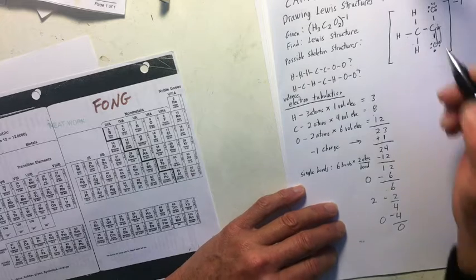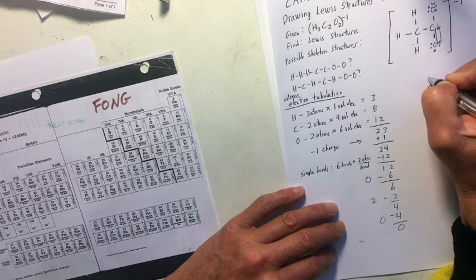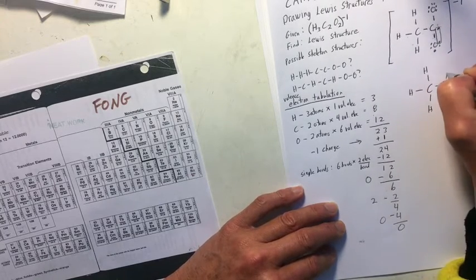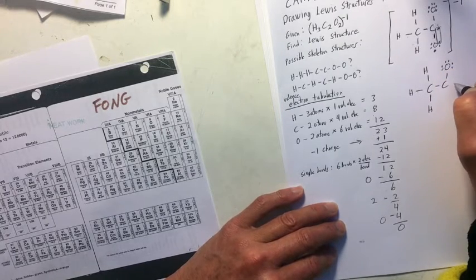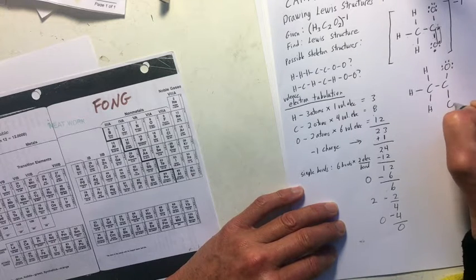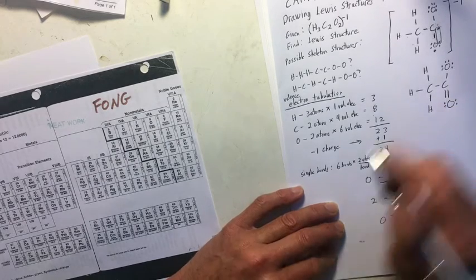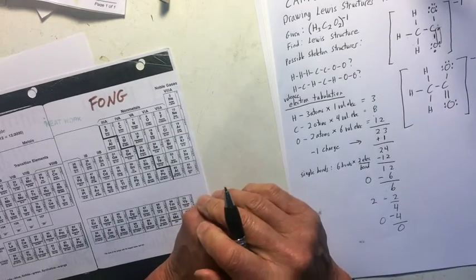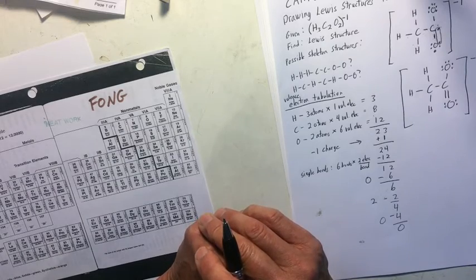And if you want to be professional and clean this up, you can make it look nicer by going carbon, carbon, hydrogen, hydrogen, hydrogen, oxygen, 1, 2, 3, 4, 5, 6, and oxygen. This is a double bond over here with 4 electrons, and we put our bracket around it and put our -1 charge there. And that's how you draw the Lewis structure for polyatomic ions.